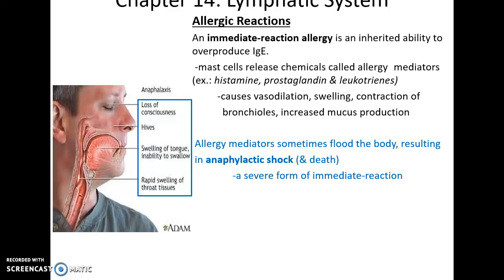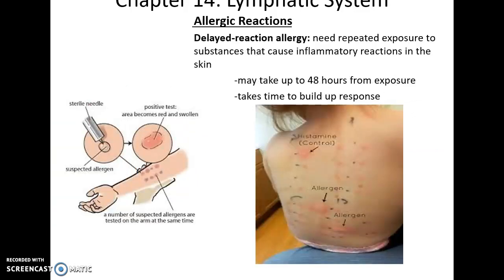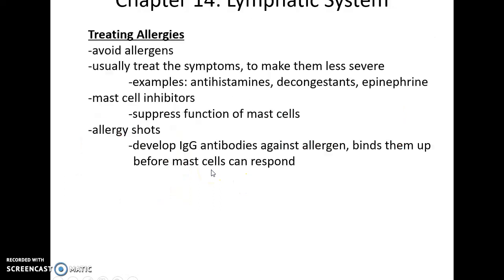Sometimes the allergy mediators flood the body system too much and lead to anaphylactic shock and death, specifically a very severe form of immediate reaction to an allergen. Delayed reaction allergies, basically you need repeated exposures before you begin having allergic responses, inflammatory responses to that allergen. Sometimes it can take 48 hours or longer. And basically, when someone gets, say, a test for various allergens, the idea here is they inject tiny bits of the various allergens into a person's skin, and then if there's any swelling over time, they know that that person is allergic to that substance.